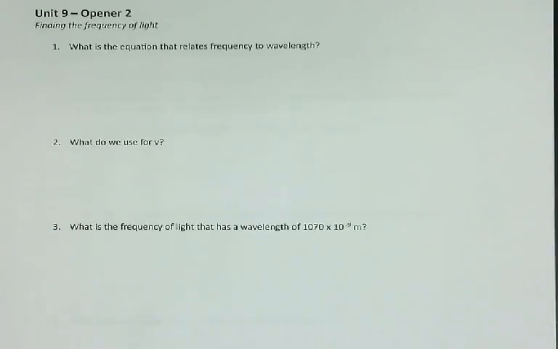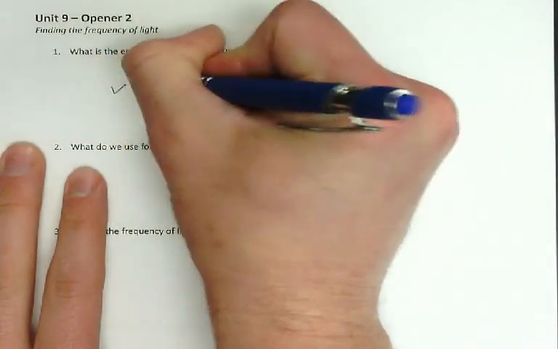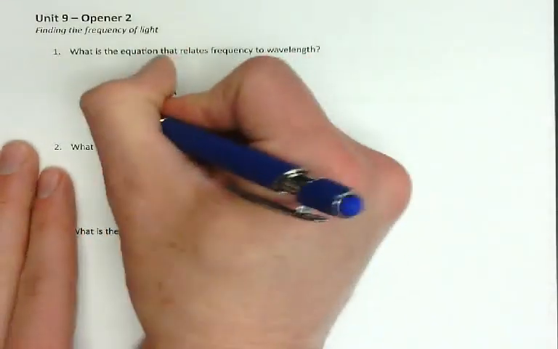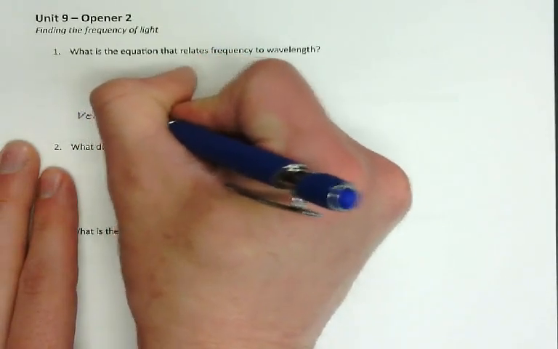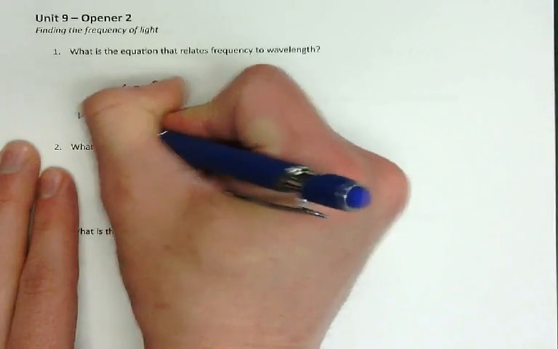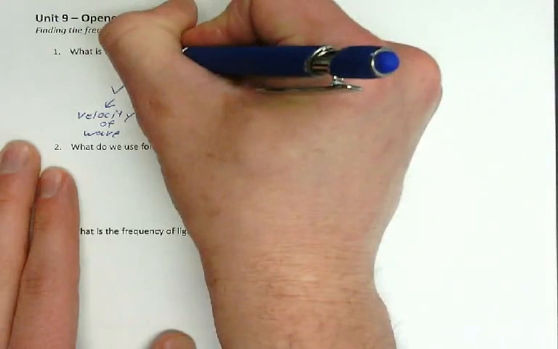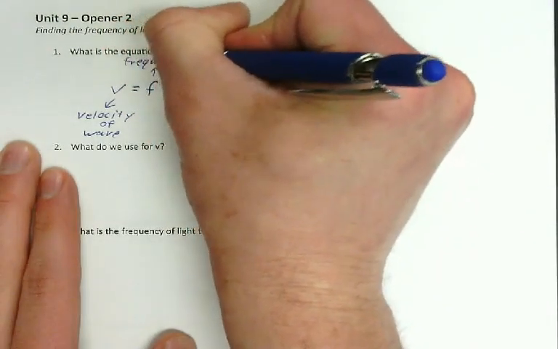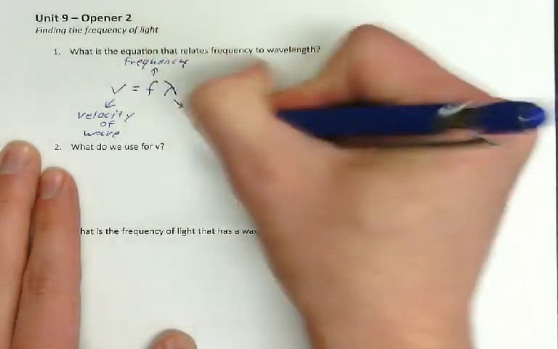All right, what is the equation that relates frequency to wavelength? So you've seen this equation before. It's V equals F lambda. And just to remind you what each of the things are in case you've forgotten, V is velocity of the wave. F is frequency. And the Greek letter lambda is wavelength.